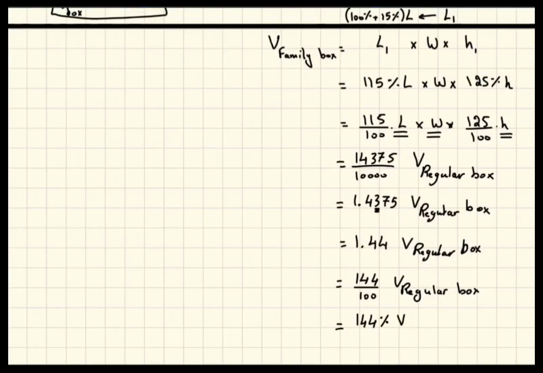So what was the increase? Always the original thing, it was 100%. So the volume of regular box, it was 100%, but now it became 144% to get the family box. So what was the increase? Our increase was 144% minus the 100%, which is basically the main volume of the box, and our increase was 44%. And this is our final answer.